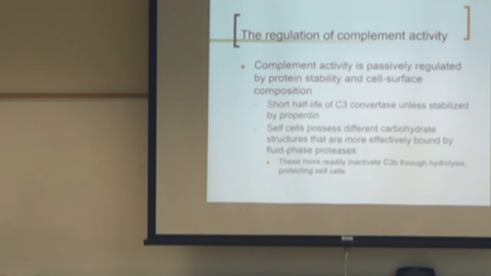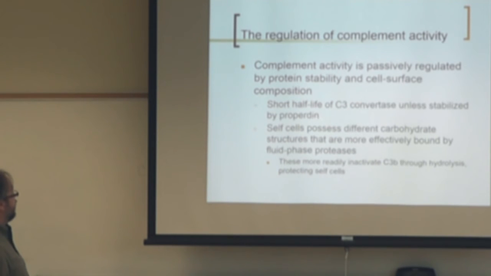Now, how do we regulate? Regulation of complement. So again, that's great, we just don't want that to happen on our own cells. So it's passively regulated by protein stability. These are all short-lived, so we're regulating it by not having it float off and be systemic. And also cell surface composition. They're not meant to stick to our cells, even though they will. They just won't do it as well.